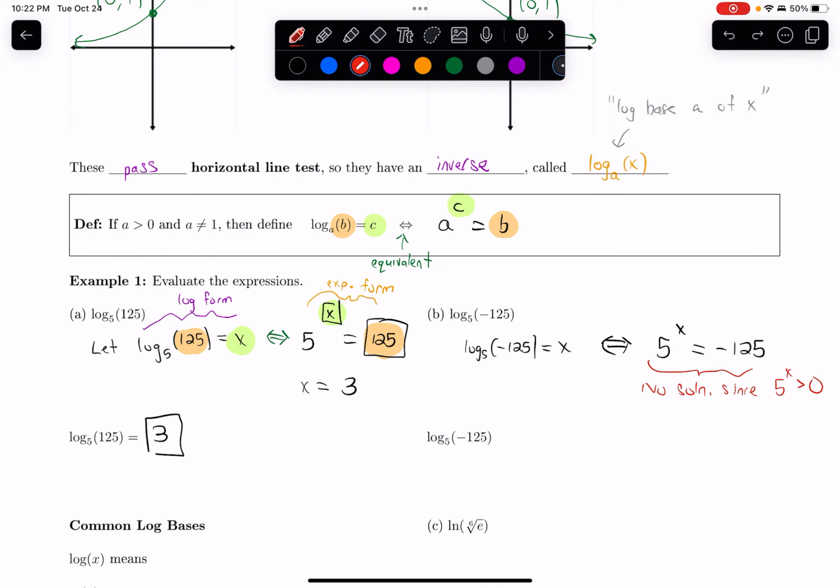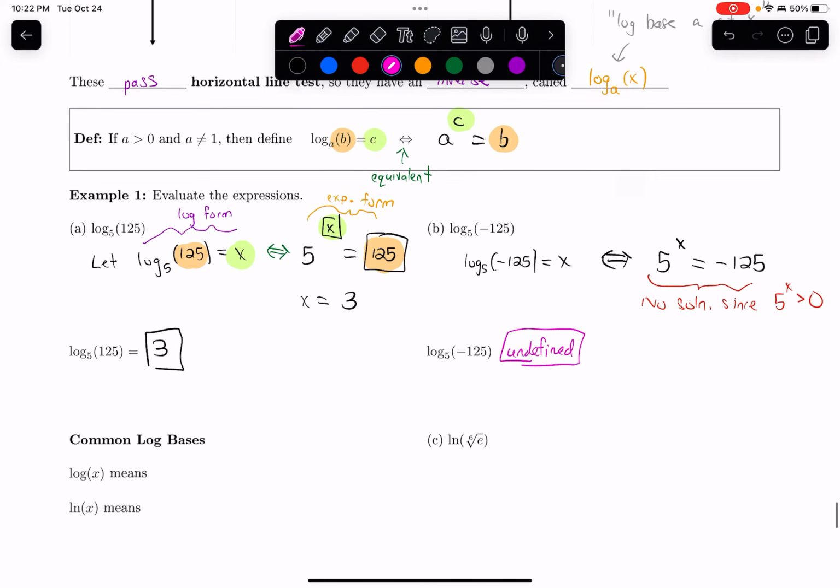So what that means is, this original problem was an expression. I was just trying to simplify it, and there's no value for it. So we say that log base 5 of negative 125 is undefined. We tried to find a value, but we couldn't, because we ended up with an equation that had no solution.